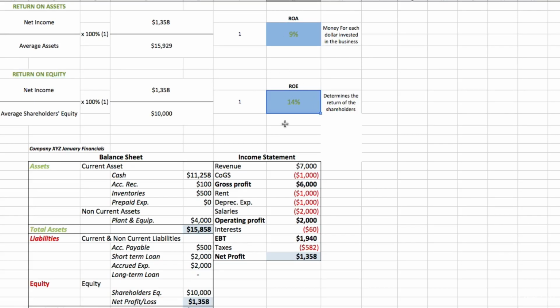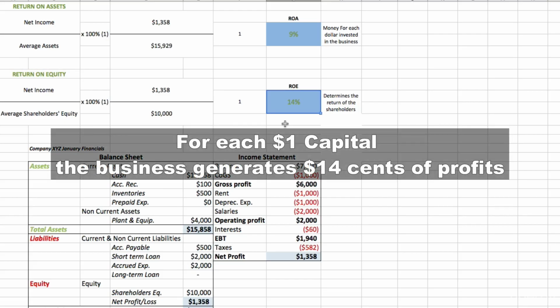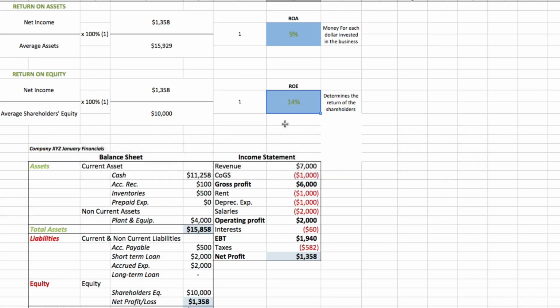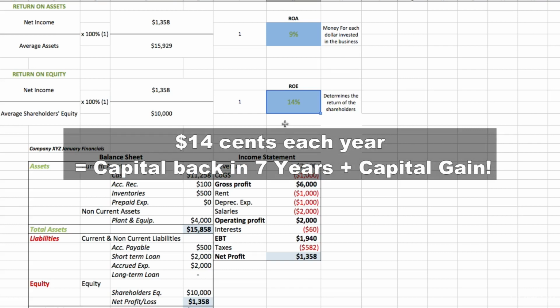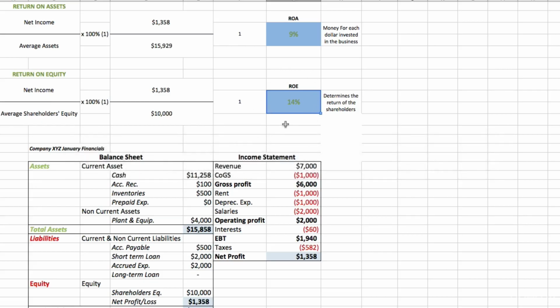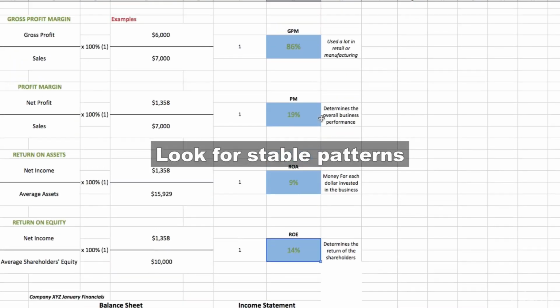We're actually generating 14 cents of profits. Now, if we assume that there is 100% payout, it means that the company is actually distributing 100% of the profits each year. As you can imagine, as shareholders, you're going to get your capital back just in a few years, thanks to the income generated by the company. That's why this is a very good sign, and when we see an increasing return on equity over time, it's definitely a good sign. The decreasing one, it's a bad sign. But again, what we look for when we look at the profitability ratios is stability.